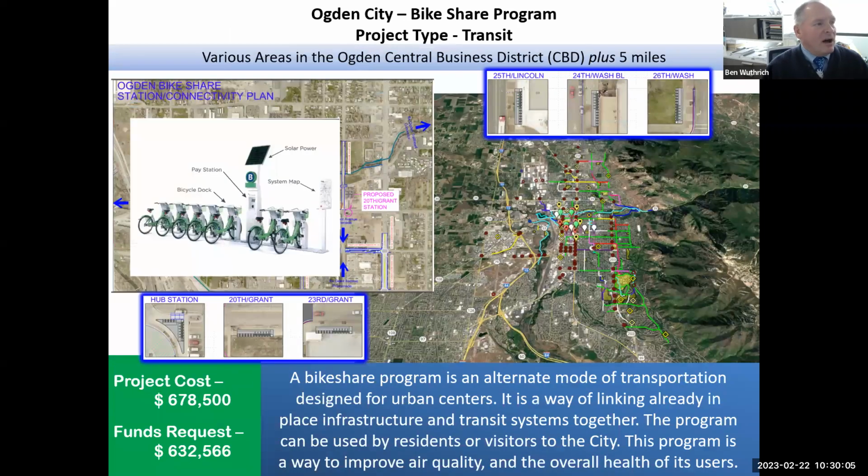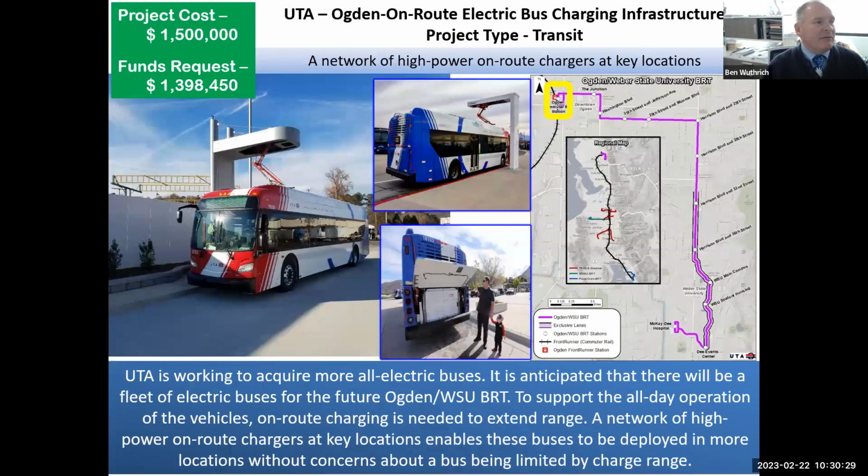The next project is in Ogden City. This is to expand the bike share program at various locations throughout the central business district. The project estimated cost is $678,000 plus, and the funds being requested are $632,000. The next project is the UTA request for the Ogden on-route electric bus charging infrastructure for the electric buses across the network in the Ogden-Layton urban area. The project estimated cost is $1.5 million, and the funds being requested are $1.3 million.